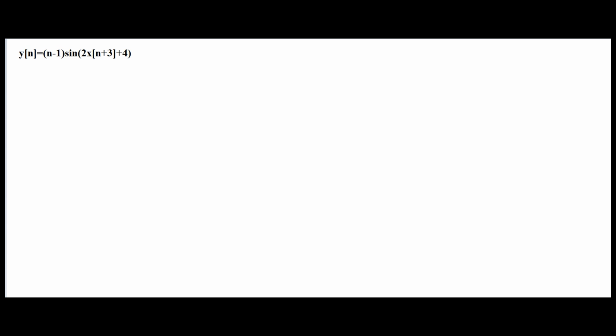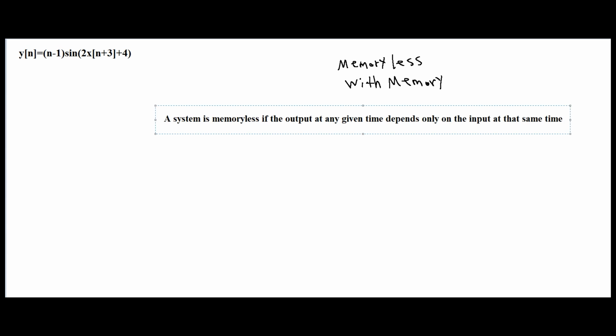In this problem, we are given the mathematical expression of a system and we are asked to determine its properties. The first property we examine is whether the system is memoryless or with memory. A system is memoryless if the output at any time depends only on the input at that same time.